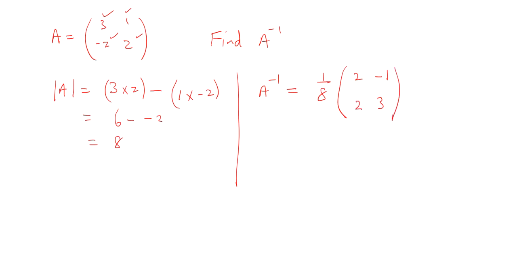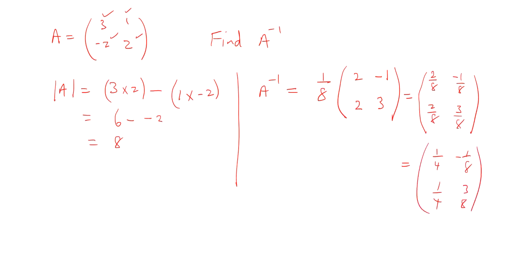And again, you can leave your answer as this, or if you feel you could do it, it will be 2 over 8, minus 1 over 8, 2 over 8, 3 over 8, right? And you can further simplify that as a quarter, minus 1/8, 1/4, and 3/8. Right, and this is how you find the inverse of a matrix.